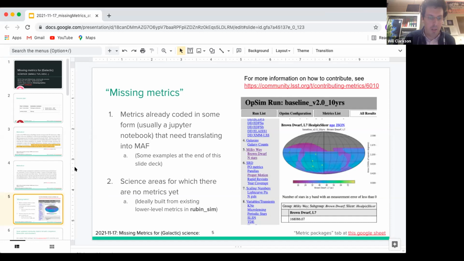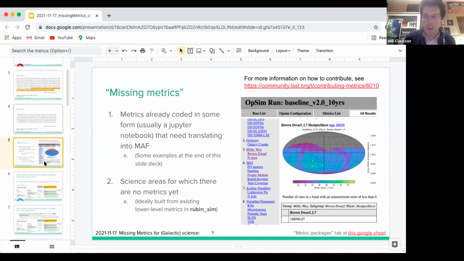And then the second category is science areas that we know are important, but for which there are no metrics yet. There are several important areas, including, for example, star clusters in the interstellar medium, for which there does not appear to be a metric under development as far as we know. And therefore, this is also partly a pitch to try to help people in that category to get things ready on a time scale that's useful to the SCOC.